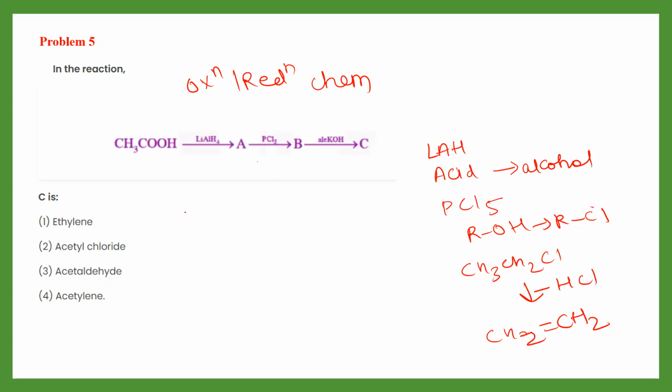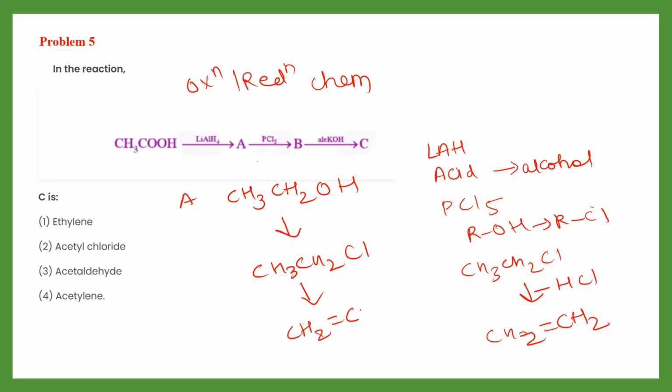Now can anyone tell me what will be answer here? I have written answer already. So, ma'am, it will be the first answer, ethylene. But let's go one by one. Can you tell me product A? That will be CH3 methyl alcohol. Exactly, CH3CH2OH. Then CH3CH2Cl. After that CH2 double bond CH2. And this is nothing but your ethylene. So option 1 is most appropriate.